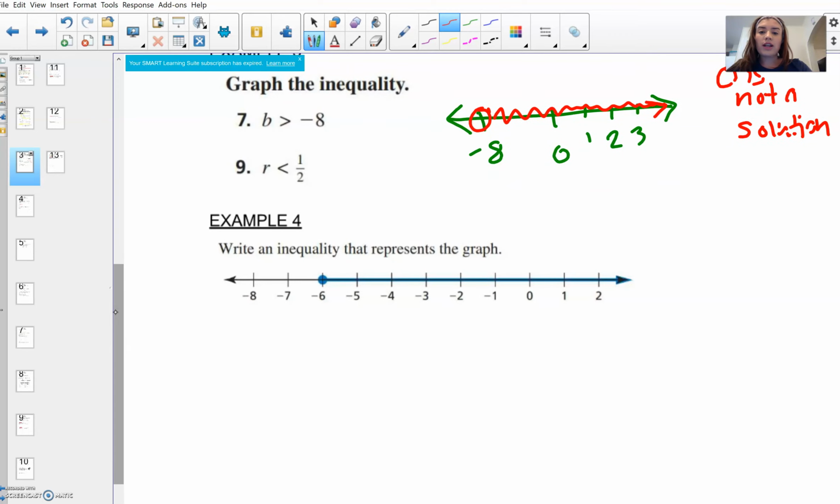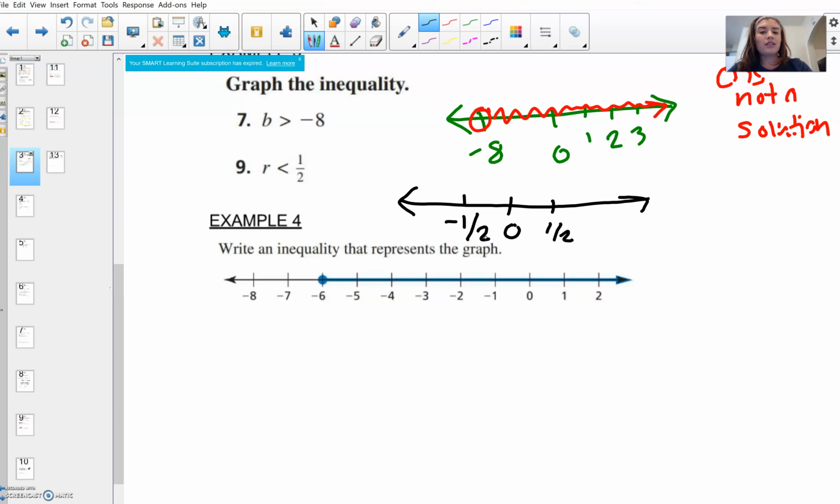Okay, now you guys try number 9. r is less than 1/2. So you're going to have your number line. I would put 0, 1/2, and -1/2 on this side. And I would think about, what are we going to have on that 1/2? Is 1/2 included in the solution, or is it an open circle? And then in what direction do we go on the number line?